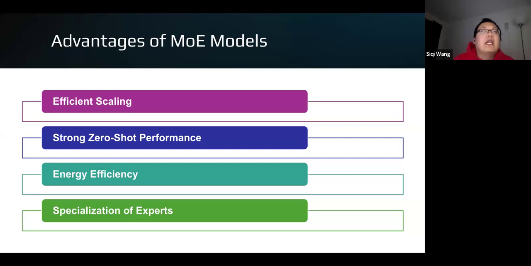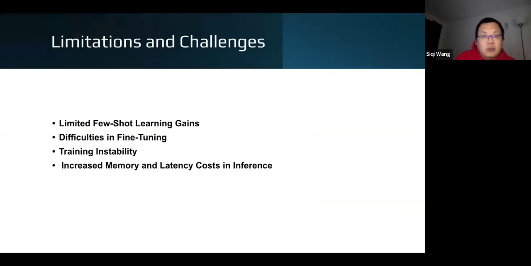The fourth advantage is specialization of experts. Unlike dense models, MOE allows different experts to specialize in different types of data. It opens up the possibility of a model that can dynamically adapt to different tasks or large language models.